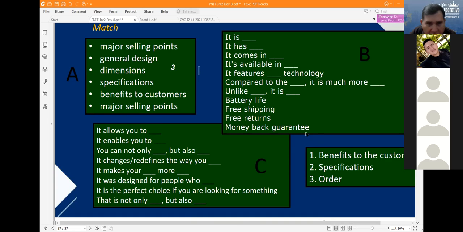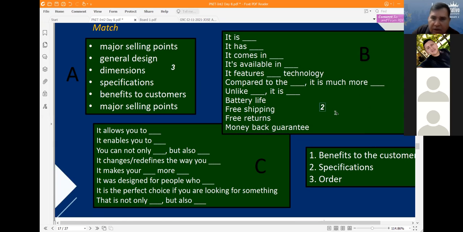then the other one. Okay, if you say it is slim, it has three cameras, it comes in blue, black, and different colors, it's available in our new store, it features a new design or new technology. Compared to the old model, it is much more versatile. Unlike the one before, it is very fast and it has more memory. The battery life is longer. It has 5,000, et cetera. So you say free shipping, free returns, and money back is guaranteed. Okay, what are we talking about here? What are we using this to discuss? Specifications. Customer specification, right? So we put here number two.